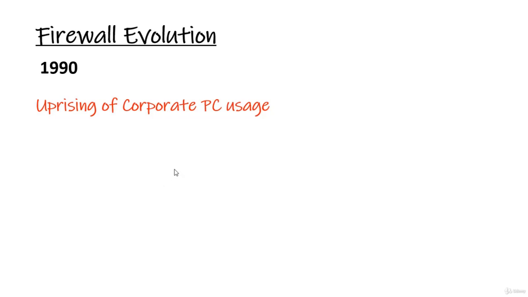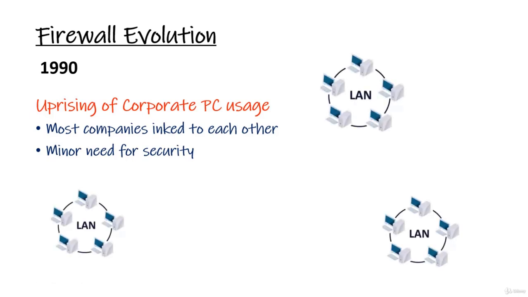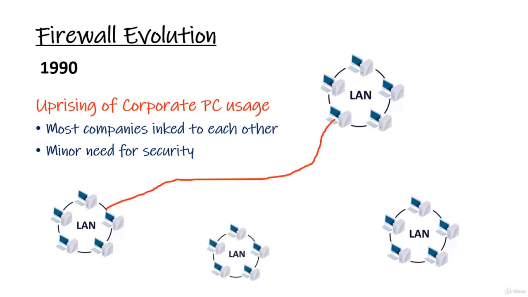In the 1990s, networking continued to evolve, and because of the crazy corporate PC usage, most of these companies started linking to each other more and more. That caused some people to become hackers as pranksters, opening CD drives, just small stuff. There was a minor need for security, but it started stopping production between these LANs. In the 1990s, this is where WAN was developed, basically connecting LAN to LAN. At that time, it started bothering these companies that their production was being disrupted.